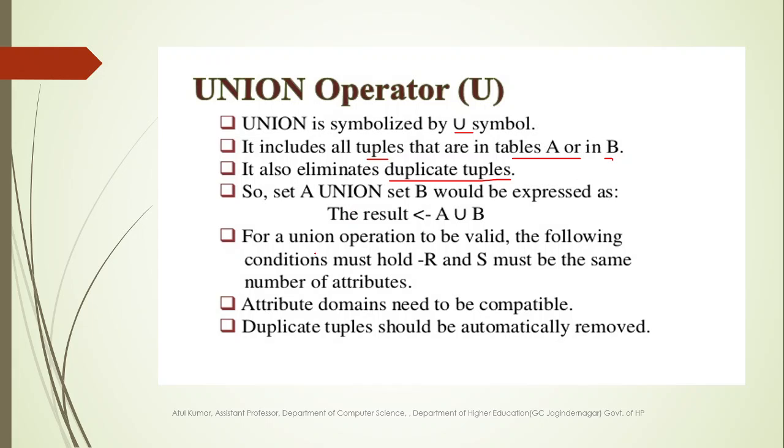For a union operation to be valid, there are different conditions. The first condition is, suppose we have two relations R and S. These two relations must have the same number of attributes. This means they have the same degree. What is the degree of a relation? The degree of a relation is the total number of attributes contained in that relation. So both R and S must have the same degree.